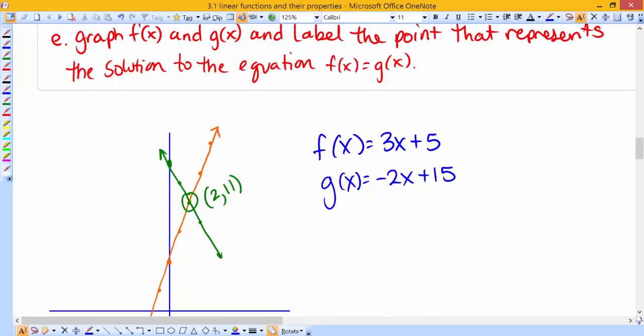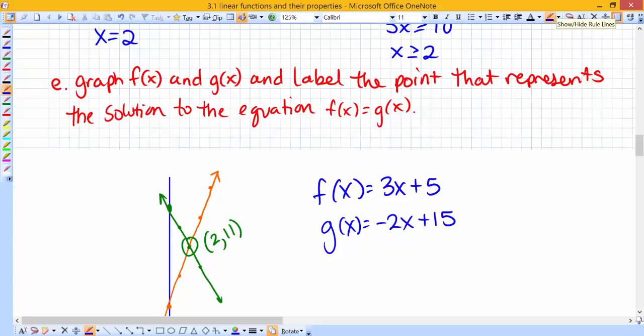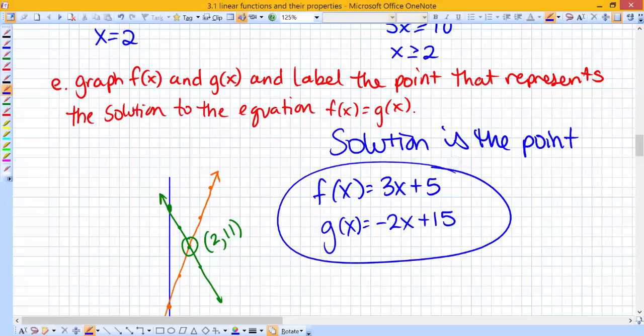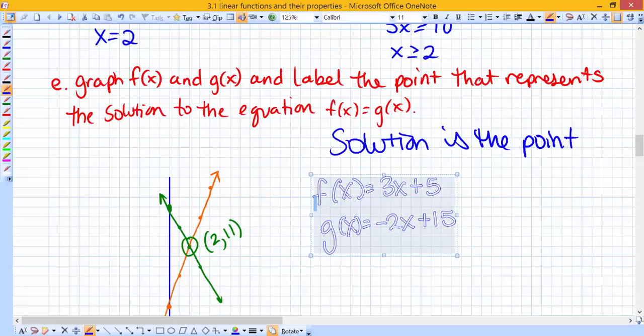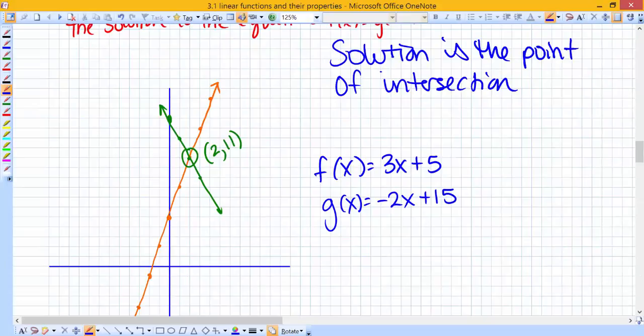And then the last one, E, says graph f of x and g of x. So I do have these graphed already for you. I am not going to go over how to graph those. I did go by ones, however. Now it says label the point that represents the solution. The solution is the point of intersection. So that's what you're looking for. So in this case, my point of intersection was 2, 11. And the only reason I rewrote these is so I wouldn't have to scroll back up for when I was graphing.